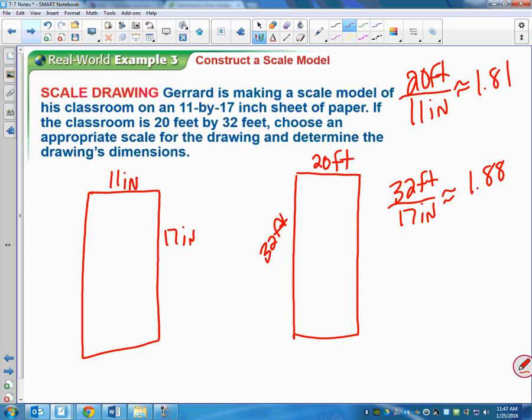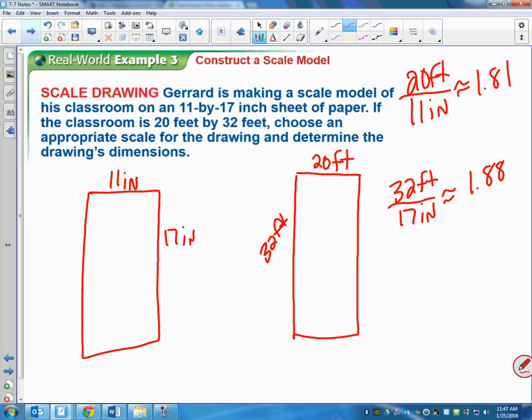Okay, so if I divide those two, I get that it's about 1.8. If you were making your own scale drawing, do you want to say for every foot it equals 1.8 inches? You could, but that would be kind of annoying to draw, right? So what's a nice number that's close to 1.8?